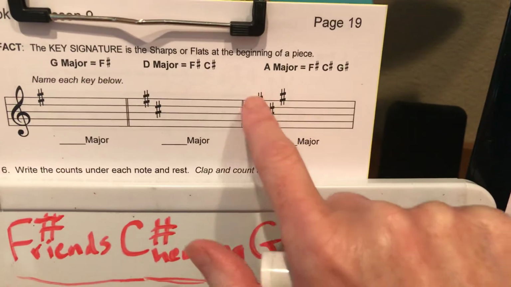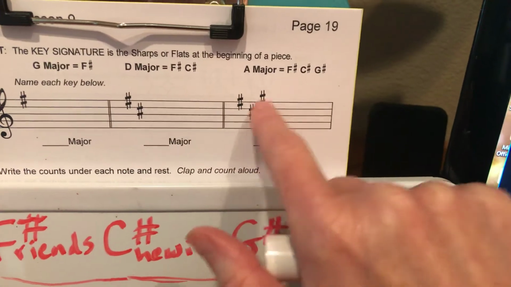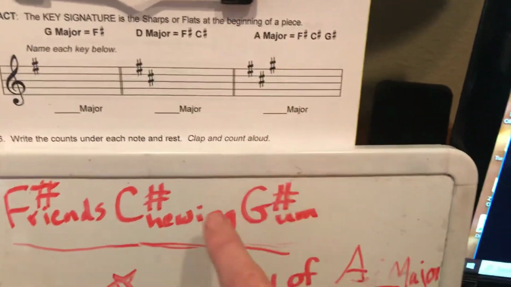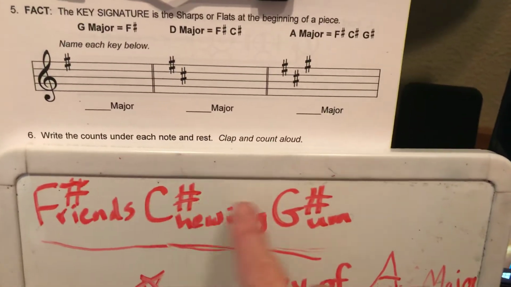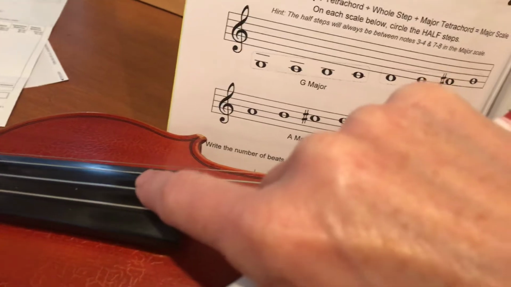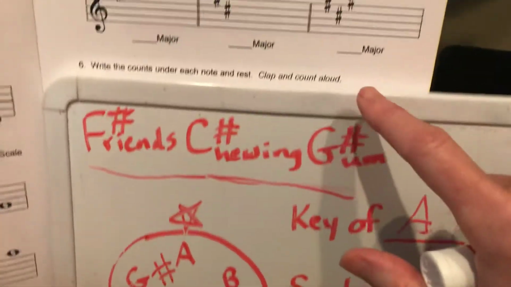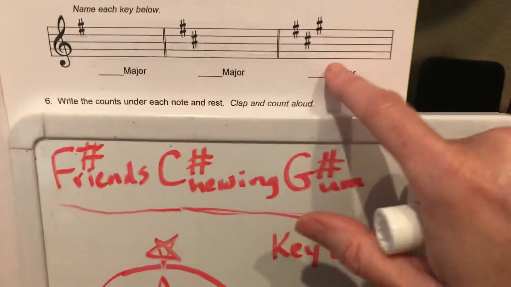Let's go over to this key signature. Here's the F sharp that we had before. Here's the C sharp, and now we're adding the third sharp. And you know, because of friends chewing gum, that G sharp is the third sharp. And let's look at our violin again. G, D, A. 1, 2, 3. So when you have 3 sharps in the key signature, you're in the key of A. So you would draw an A major there.